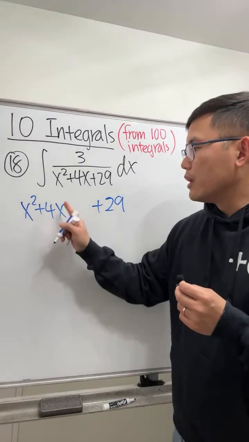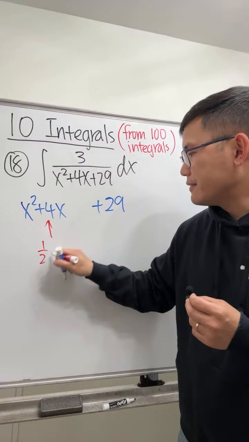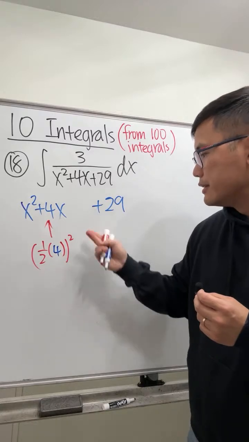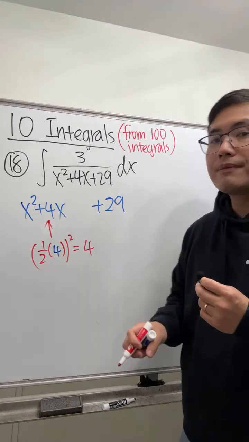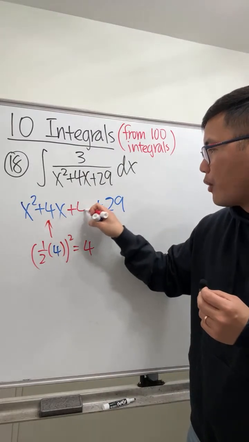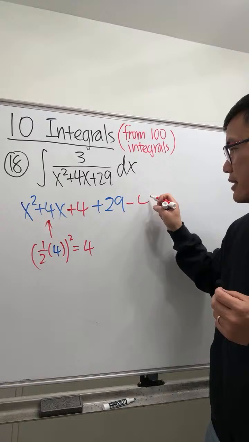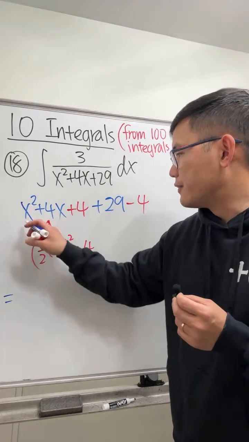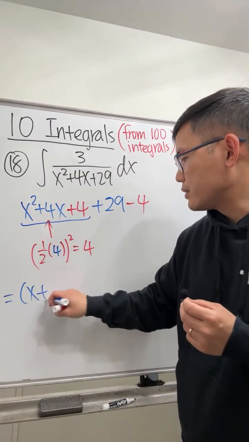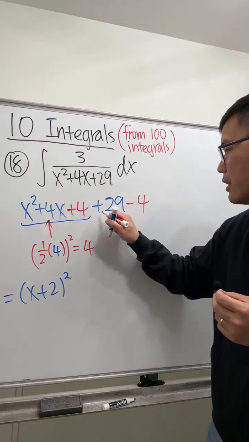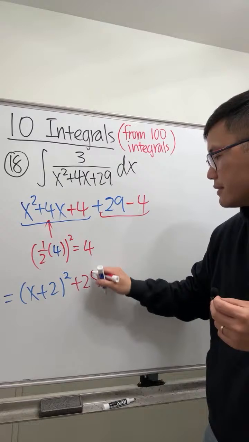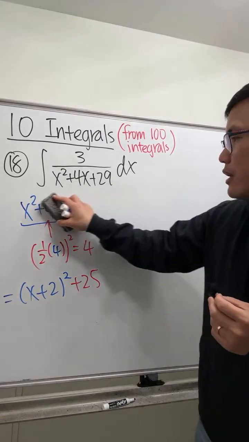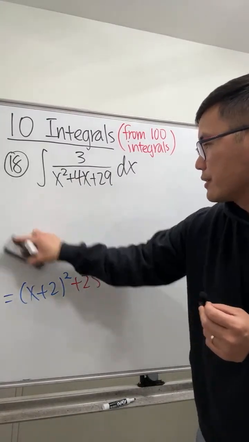For this number, you take half of it, right? Half of 4, and then square that. Half of 4 is 2, square that, we get 4. So right here, we should have a plus 4, and then after this, we should have a minus 4. Then we can see that the first 3 terms become x plus 2 squared, and then this right here gives us plus 25. So the denominator is really just x plus 2 squared plus 25 because of completing the square.